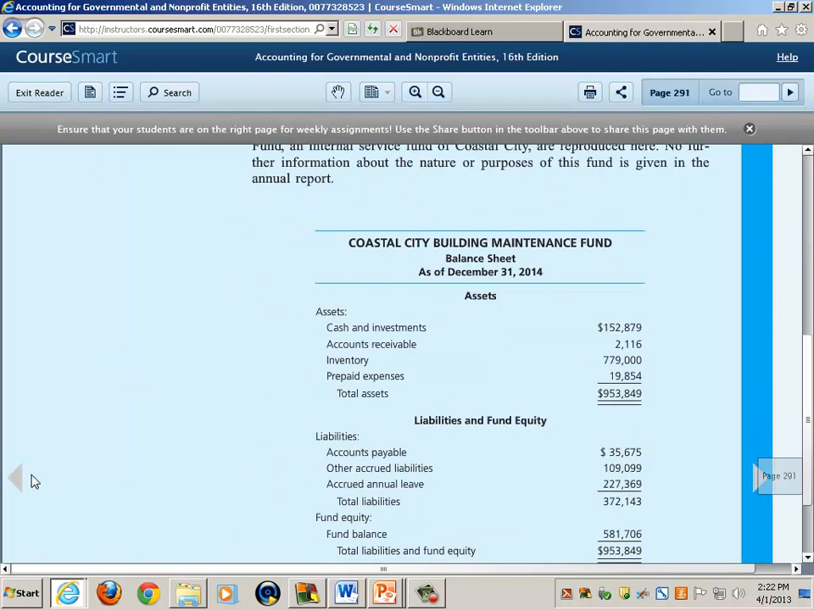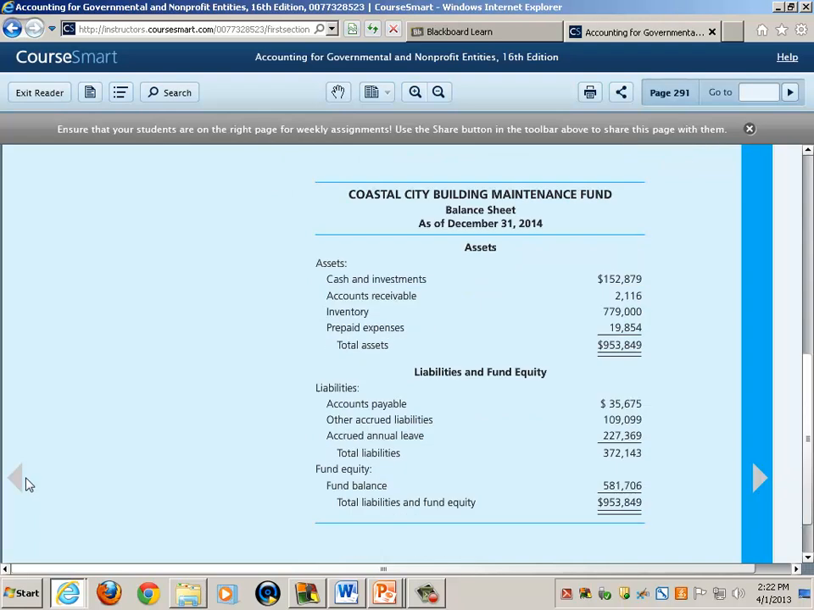Okay, so who wants to go first? Anything wrong with the statement? This is for internal service fund. A couple of things which aren't right. Remember, this is an internal service fund. What is it?